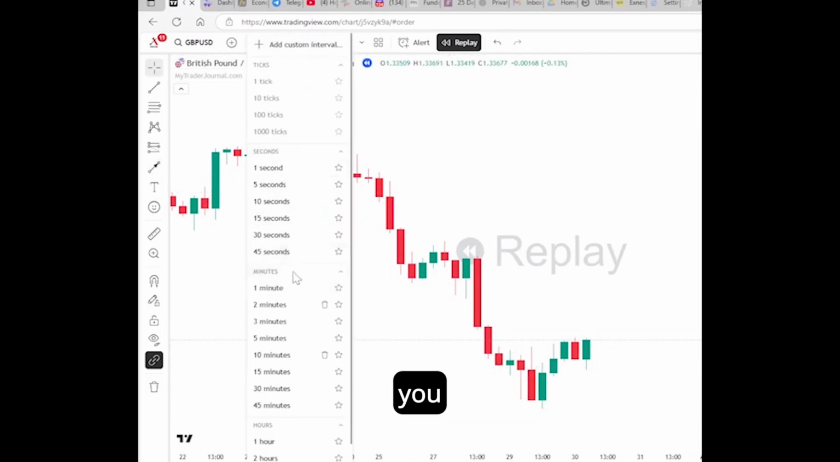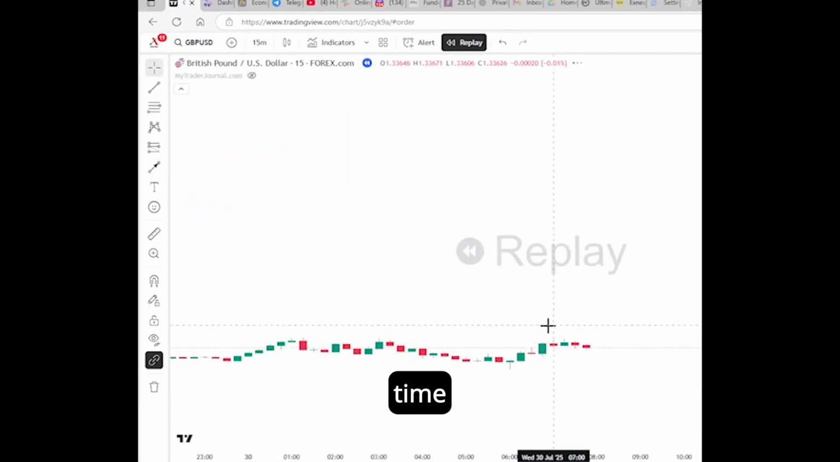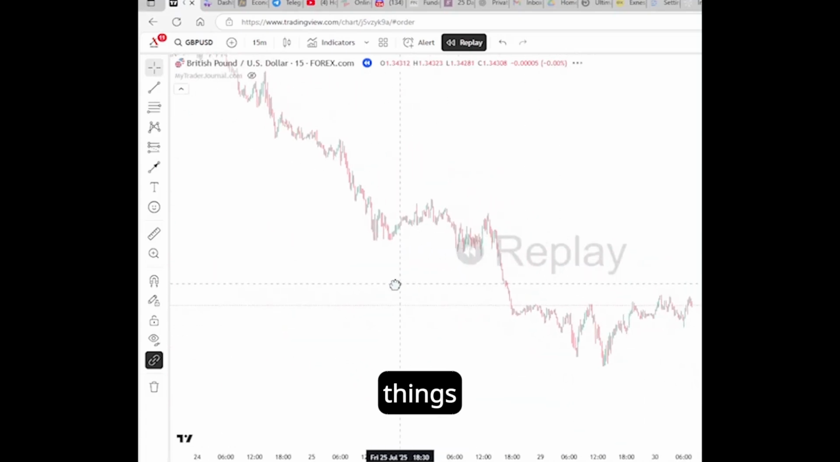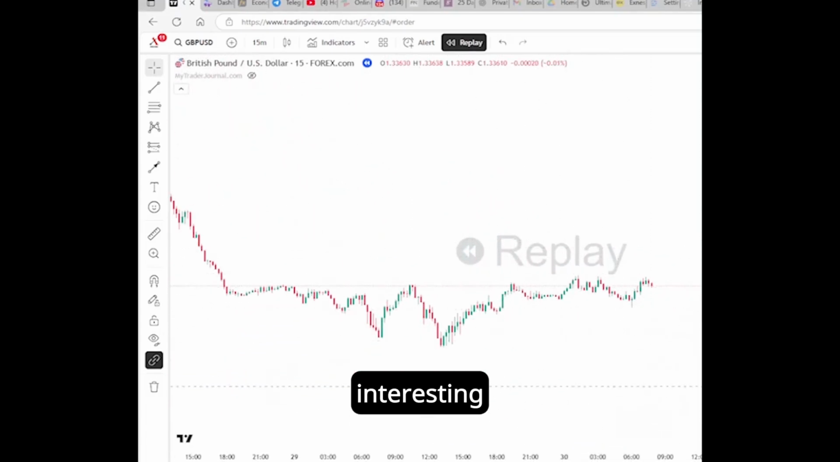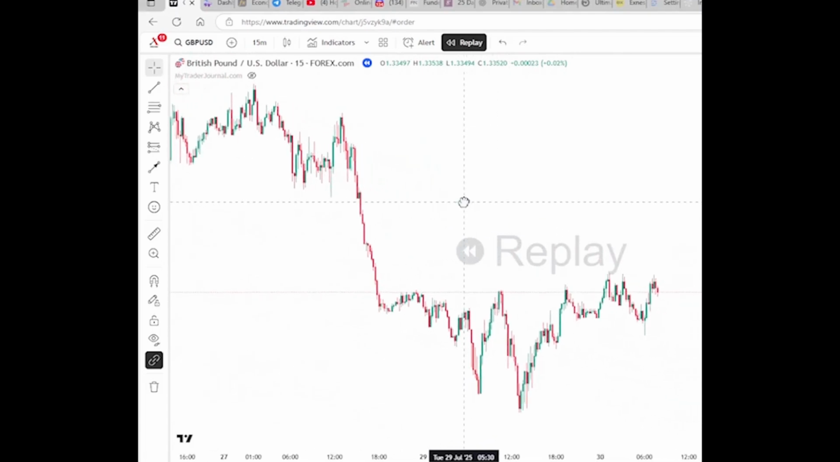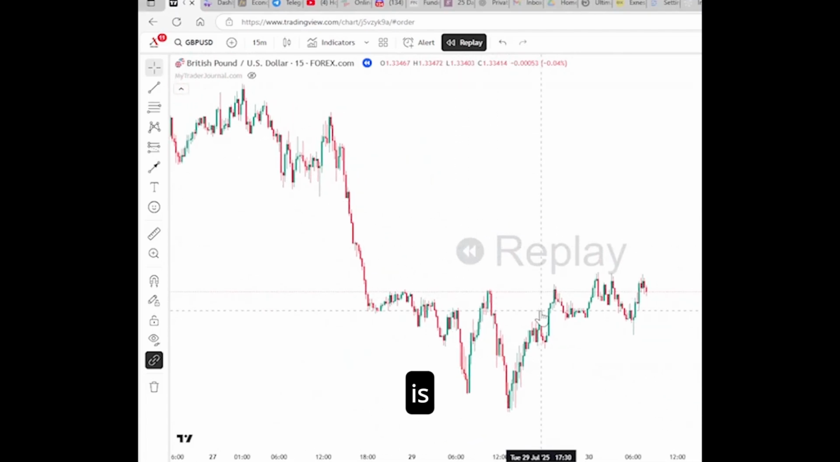The next thing you want to do is scale down to the 15-minute time frame. And this is where things get really interesting. So step one is to make sure that price is actually or has recently pushed down impulsively, just like this.